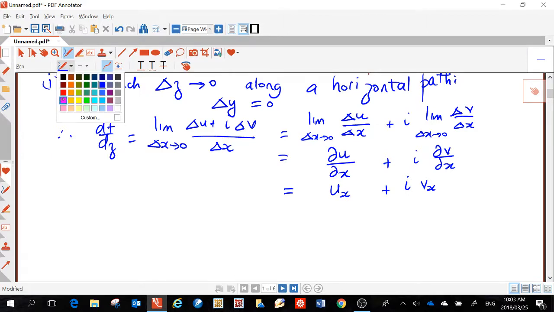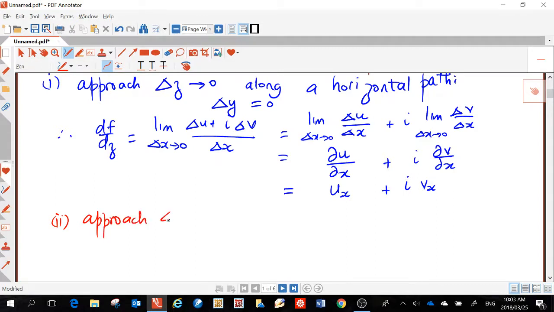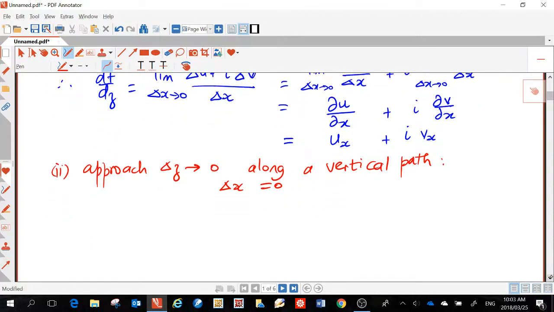Now let's repeat the entire thing by considering a different path. This time we shall approach delta z approaching 0 along a vertical path. Yes, there are many other paths that one could choose, but we are choosing these 2 special paths to make a certain connection between them. A vertical path, in other words, delta x is equal to 0. There's no change in the horizontal direction, you could say. We're moving in a vertical path.